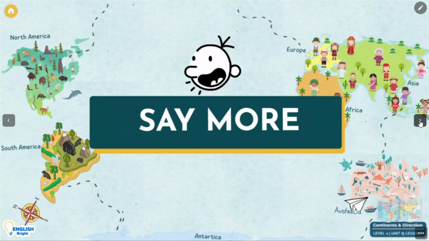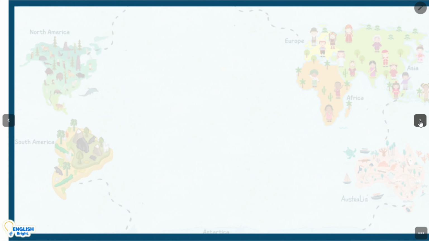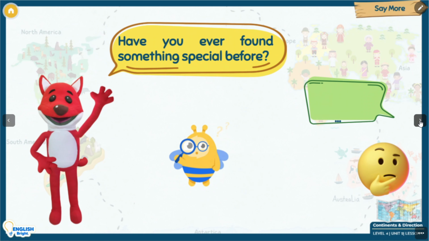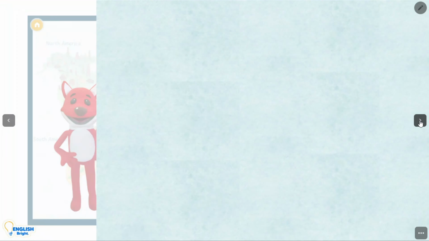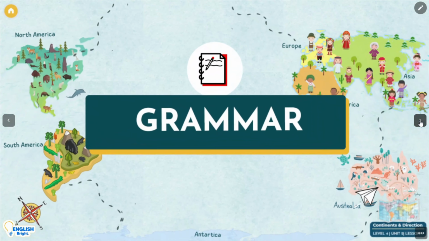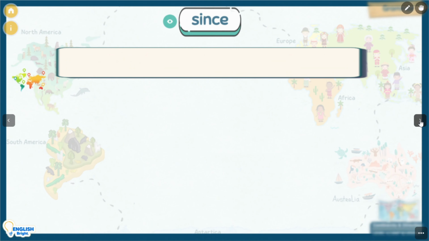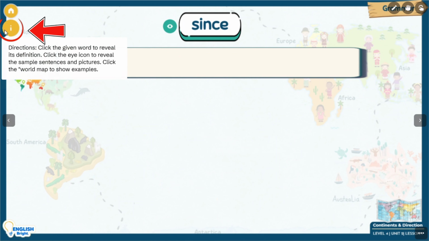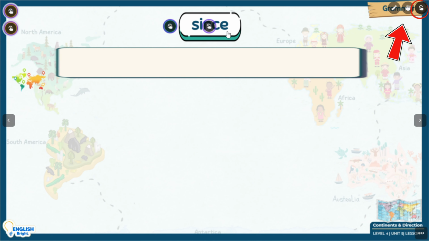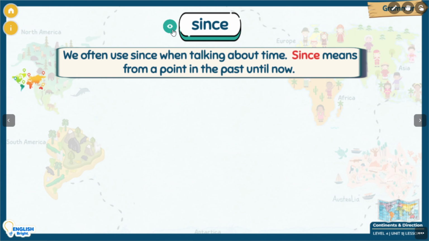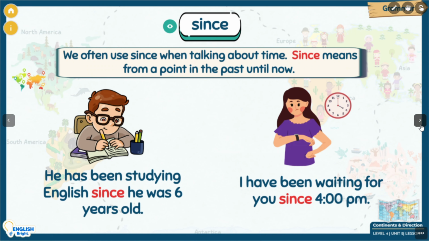For the Say More section, the teacher will ask a question and the student will respond. Next is the grammar slide. Use the tooltip for directions and the hand button to locate interactive elements. Click each element to explore the content.